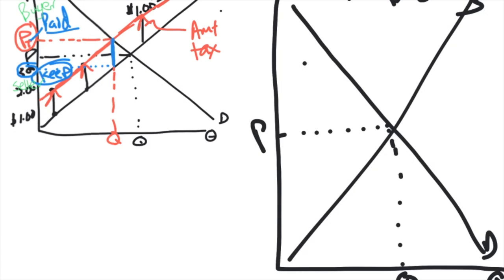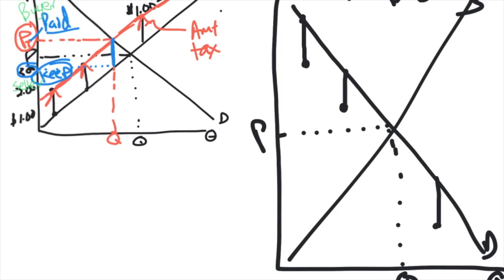So let's say they tax the buyer. Before I could spend that amount, but now since I'm paying a tax, I can only spend that amount, because I have to pay an extra tax on top of that. Before I could spend that amount, now I could spend that amount. So it shifts this whole demand curve down.